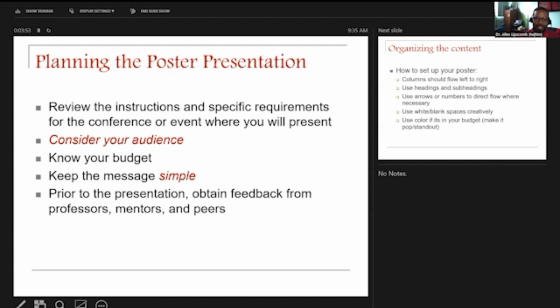So prior to the presentation, you also want to get feedback from professors. You want to get feedback from your mentors and your peers. Have them review it. Have them look at it. Does it make sense? Does it flow? What about the aesthetics of it, right? We're going to talk about that in a moment. How do we convey it in such a way where it's not so busy, where folks don't know where to direct their attention on your poster?